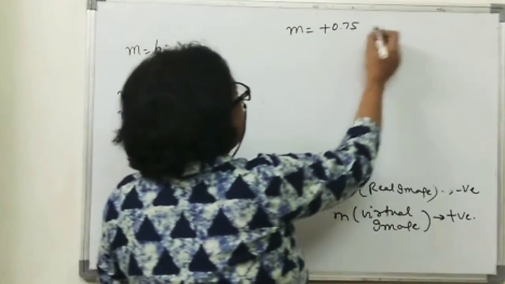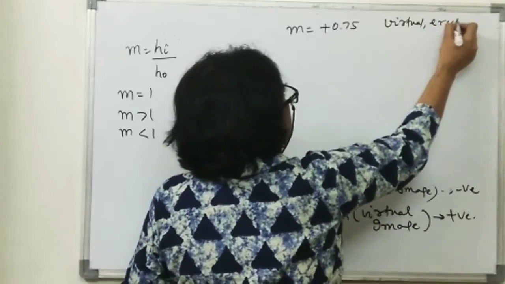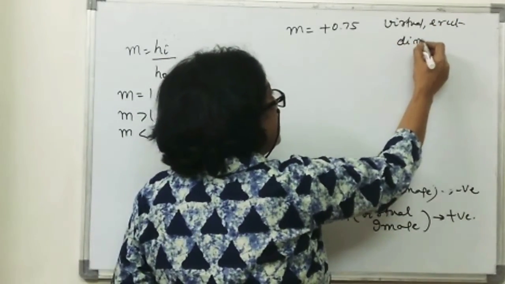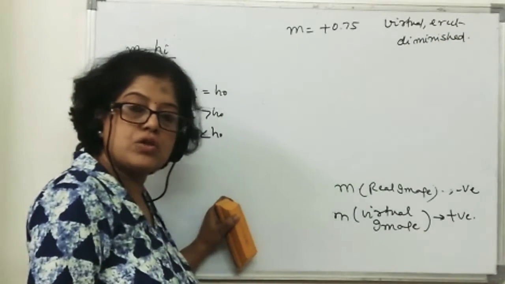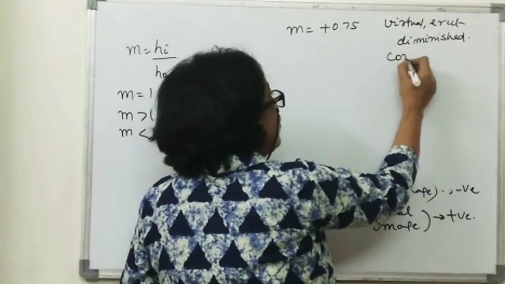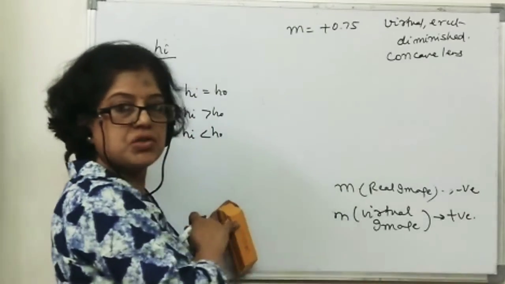The nature of the image will be, plus means virtual and erect, and 0.75 is less than 1, that means the image is diminished. What is the nature of the lens now? A virtual, erect, diminished image means which lens? Obviously a concave lens. A concave lens forms this image.